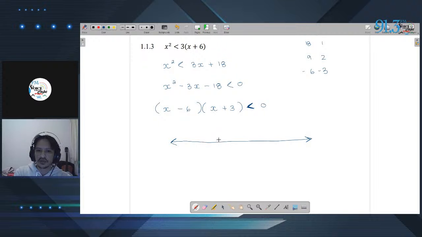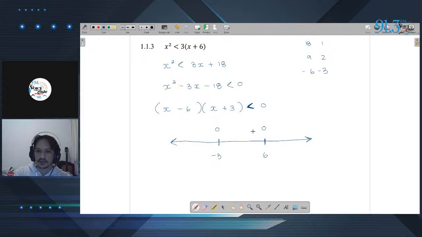We put in our values over here. And we can see that where x equals 6, we'll have it equal to 0. And where x is negative 3, this will be 0 over here. If this is negative 3, this will be 0, and if this is 6, this will be 0. So we can put 6 over here and 0 over here. So where would it be less than 0?